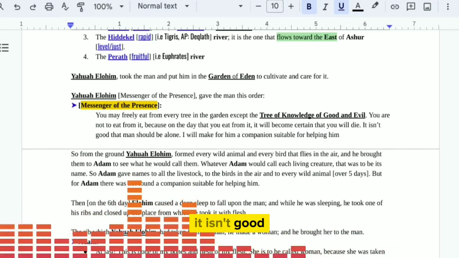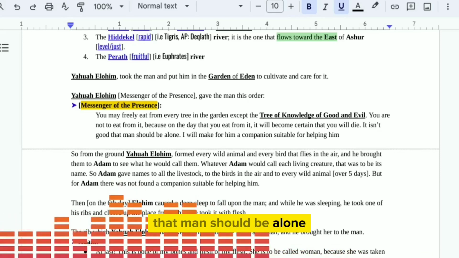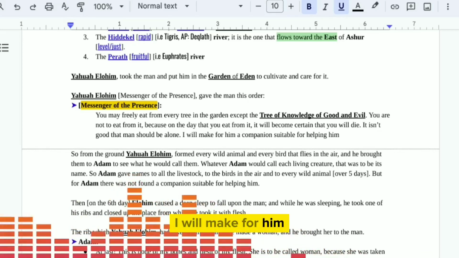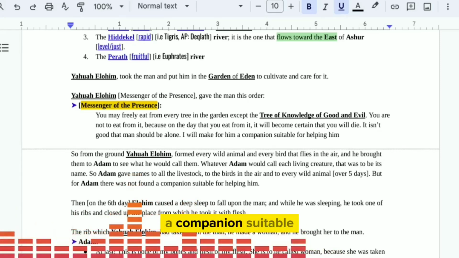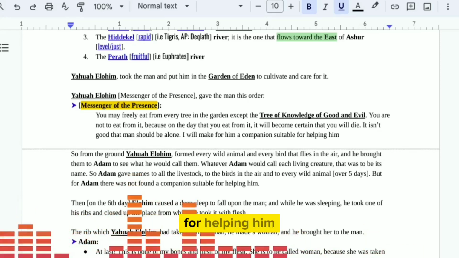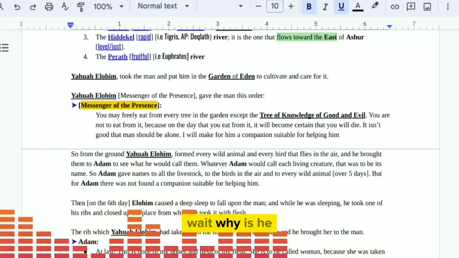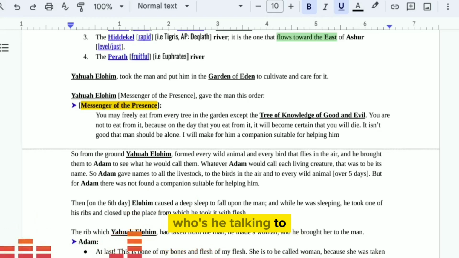It isn't good that man should be alone. I will make for him a companion suitable for helping him. Shouldn't that say you? Wait, who's he talking to?